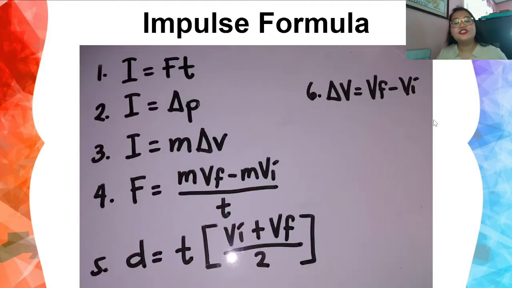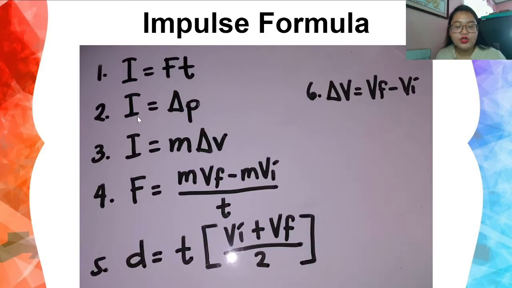Now, let's proceed with the formula for impulse. So, we have here 6 different formula for impulse. Kung papansin niyo, tatlo dito ay capital letter I. This is the symbol for impulse. So, tatlo kasi yung pwede natin gamiting formula for impulse depending on the given quantity. Okay? So, for number 1, we will be using this if the given is force and time.